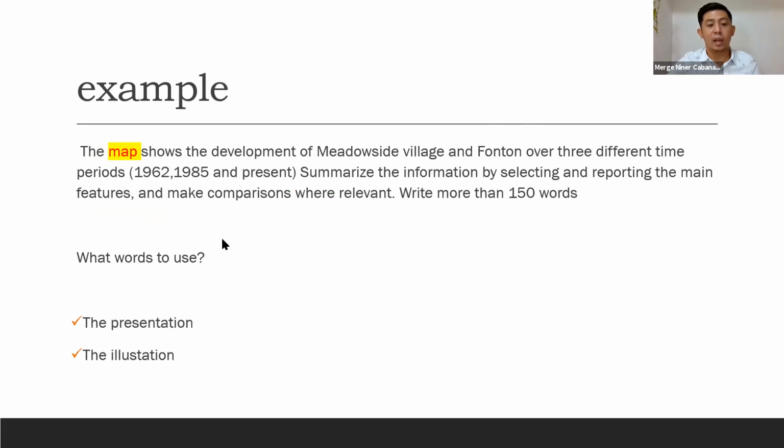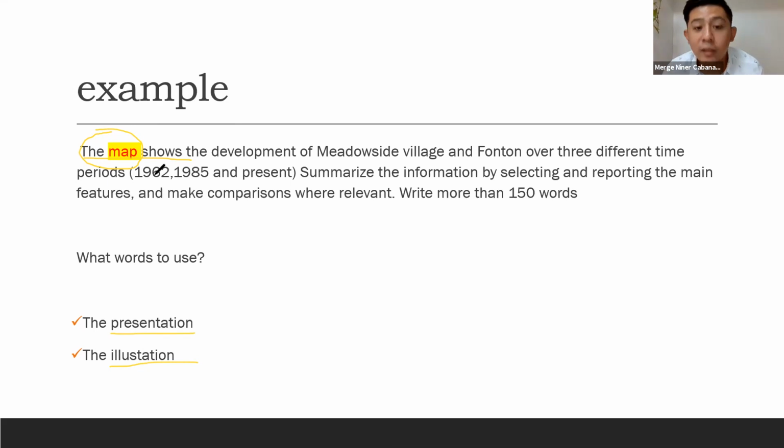Okay, so here's the example. The map. You see this? The map. This is the word that I see, map. So I will be either choosing presentation or illustration, because if I use the word the map again, then examiners would think, hey, you know what? Kevin basically just copied the first two words from my task description.